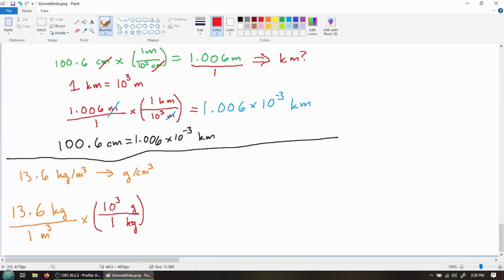Now, of course, you might have chosen to write that as 10 to the minus 3 kilograms equals 1 gram, and that's also okay.